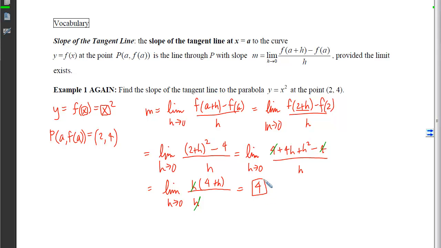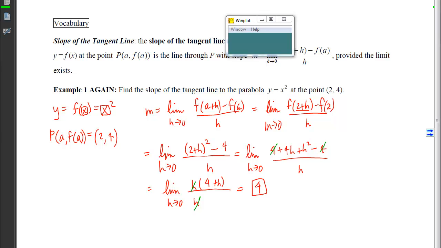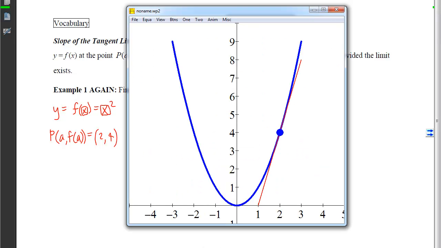Notice that that is the exact same slope we got when we did it the other way, and we have again figured out the slope that goes with this point 2, 4. It is going to equal 4.